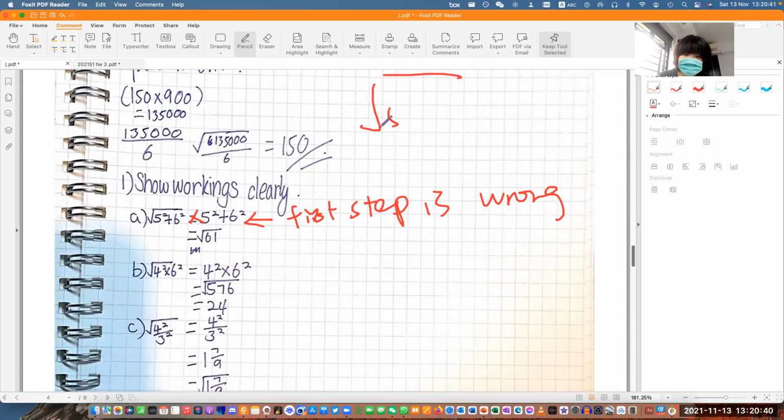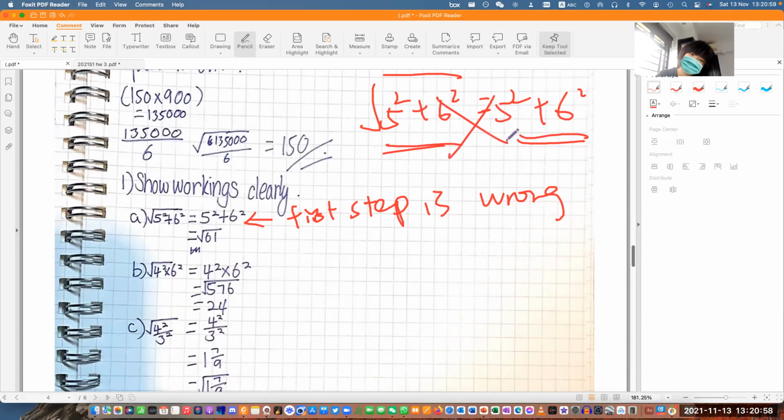How can square root of 5 squared plus 6 squared be equal to 5 squared plus 6 squared? They are not equal. You write equal here, what? Oh, okay. I understand what you mean. So if you write these two as equal, you are wrong. In fact, what you could have done is this.